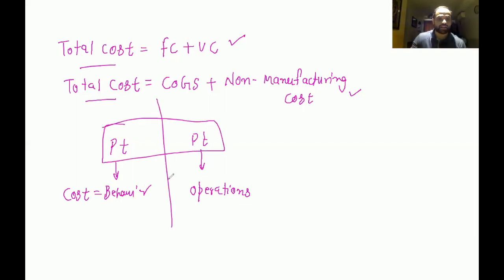So we have 2 methods. One is the marginal costing method, and this is the absorption costing method. So these 2 methods we will study in our next topic, which is topic 5. Right? So, any question? Anybody has any question? Yes or no? Say something. Any question? Yes or no?